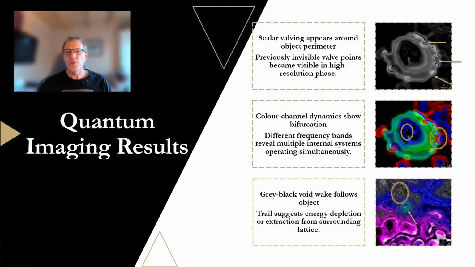So the results themselves were quite interesting. We've got the usual scalar valving that was seen in some of our other analysis around the outside of the object. So you've either got scalar valving or you've got coupling with lattice nodes that appear as well around this membrane structure, and we get this valve index clocking as the object spins internally and orientates and ingests whatever the energetic medium is. Now color channels reveal this quite nicely in terms of Doppler shifted dynamics.